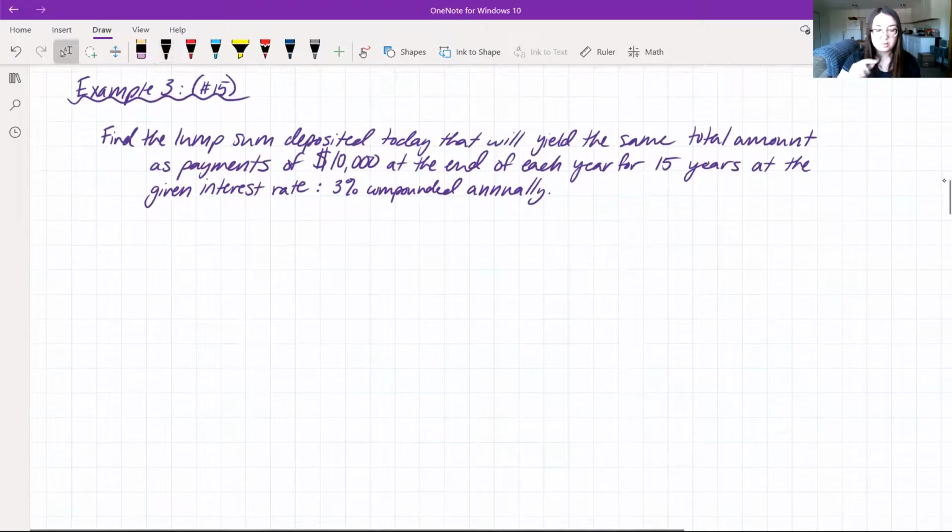All right. Moving on to example 3 here. Oh, example 3 is also number 15 in your book. We want to find the lump sum deposited today that's going to yield the same total amount as payments of $10,000 at the end of each year for 15 years at the given interest rate of 3% compounded annually. All right, so this is a multi-layered problem. So the first thing we're going to do is calculate the future value of our given information. So we want to know how much is going to be at the end of 15 years.